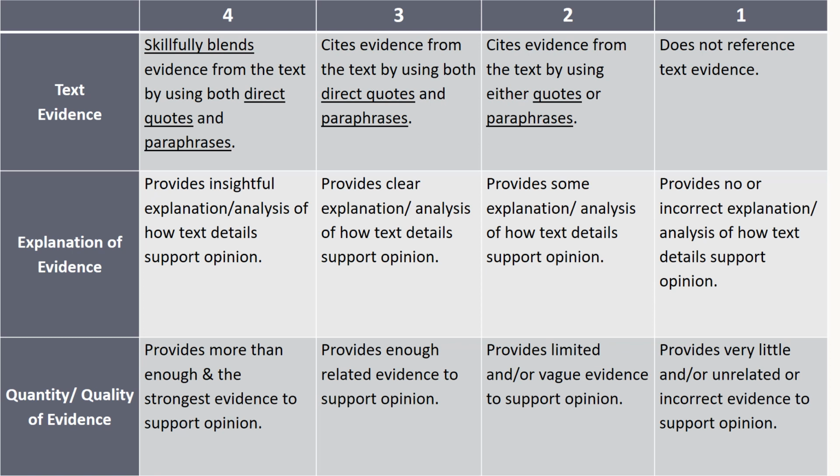And then the quantity and quality of evidence. You need to provide more than enough and the strongest evidence to support your opinion. So if you give me 10 different quotes, but they're not the strongest pieces of evidence that you could possibly find, then you're going to move over to that 3 column. As long as I feel like you chose the strongest pieces of evidence and you have more than enough, then you will be in that 4 column.